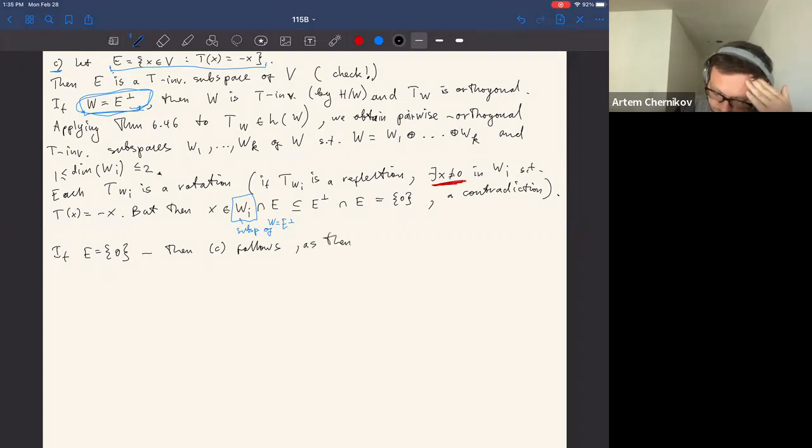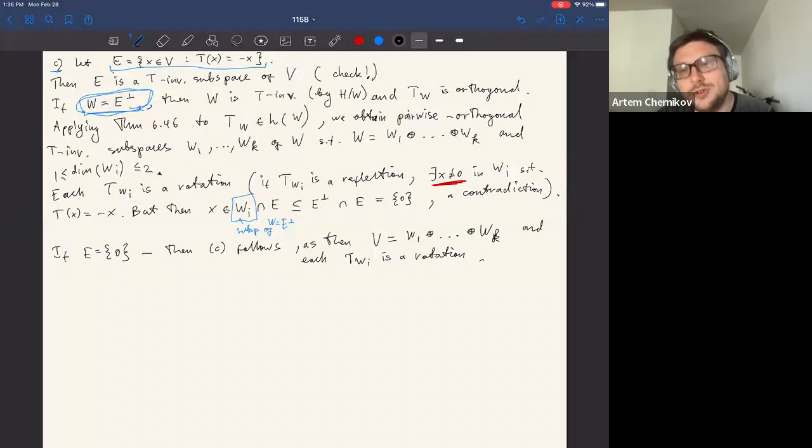Because then we already have that V is equal to the direct sum of W1 through WK, as we denoted it, and each TWI is a rotation, right? So in this case, we got no reflections at all. So we decompose the whole space so that all TWIs are rotations. So reflection can happen if E is non-trivial. So assume then that E is a non-trivial subspace. All right. So we need to conclude this case now somehow.